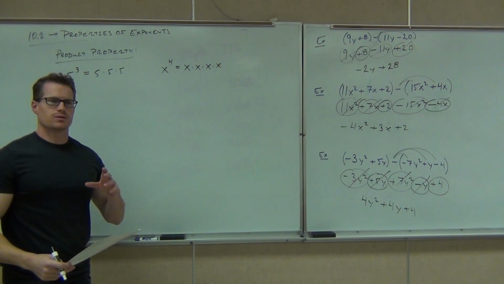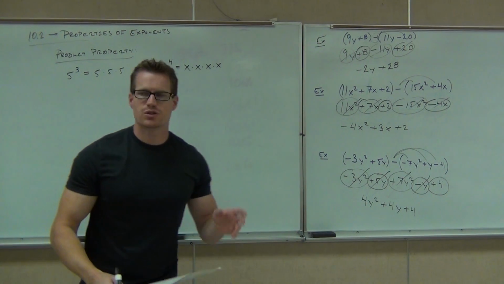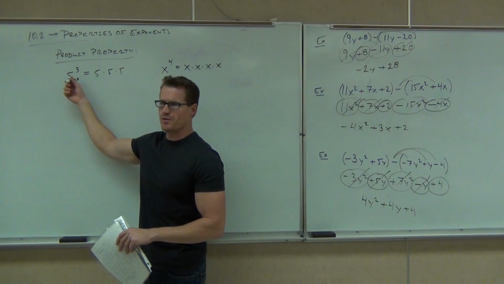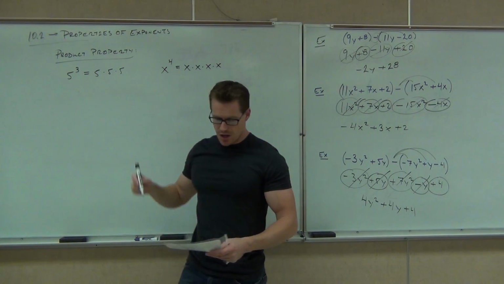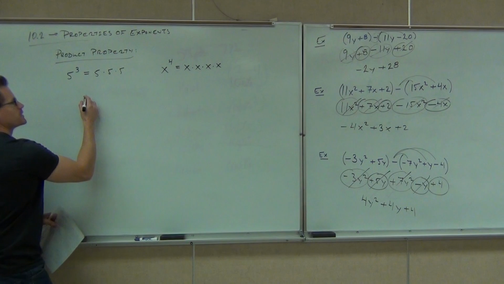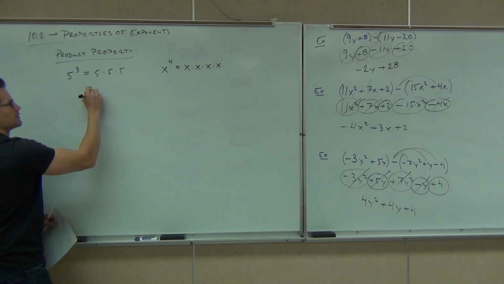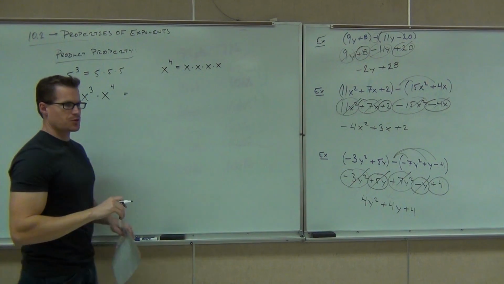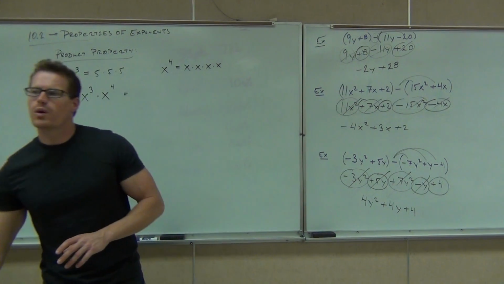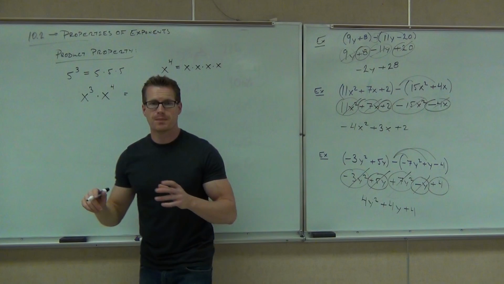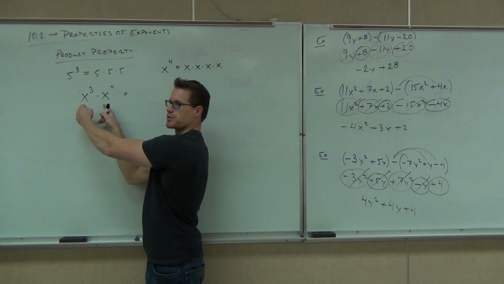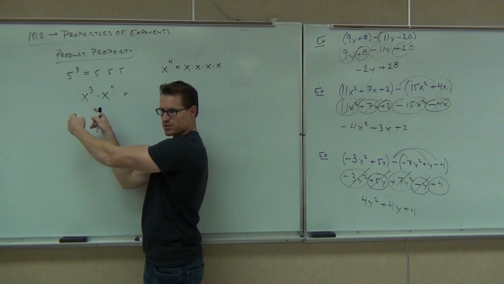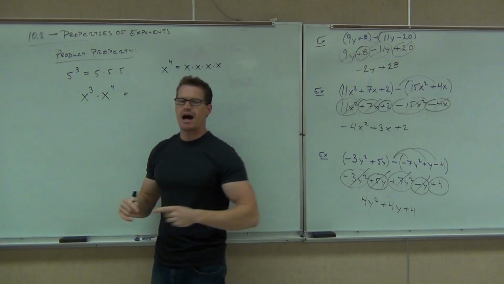Here's where the product property comes into play. It says, sure, you understand this. We've already covered that. But what would happen if I wanted to take x to the third times x to the fourth? What's going to happen if I want to multiply some items with common bases, the x's are the same, but have different exponents up there? How do I do it?